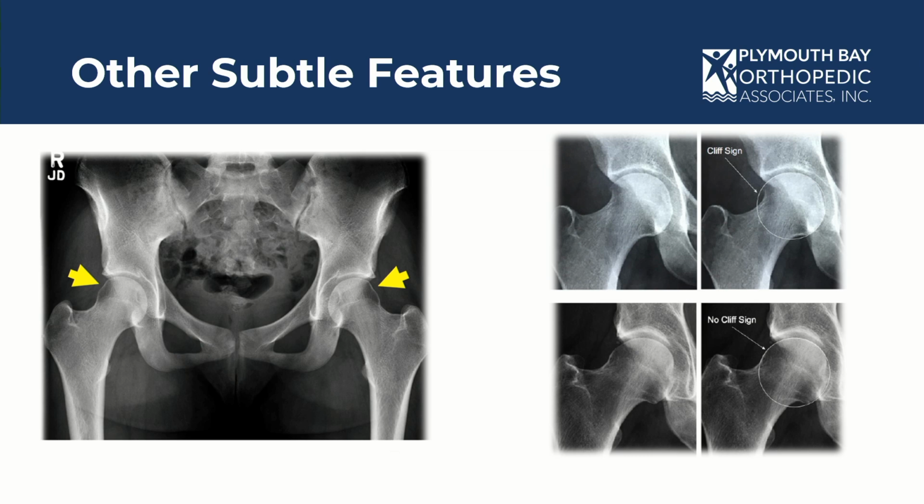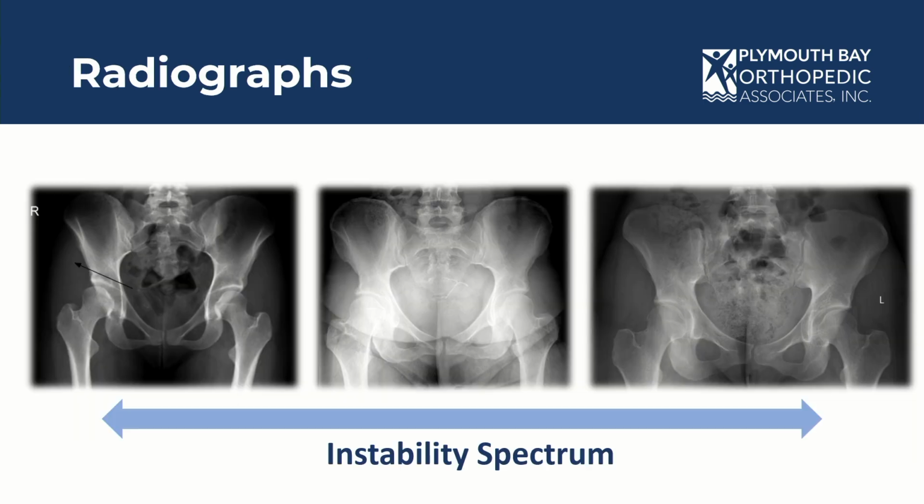And there are also these subtle little indentations in the femoral head, and sometimes you can see that with hypertrophy of the tendons that are common in hip instability. So with all these in mind, we'll go over these x-rays.